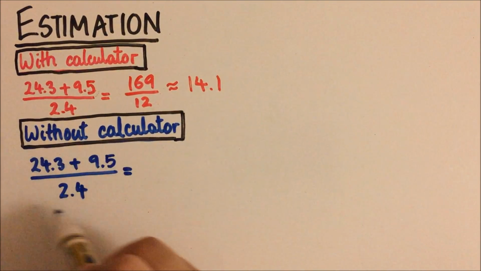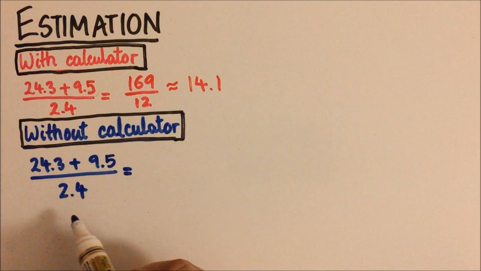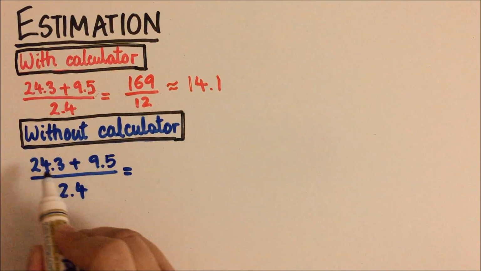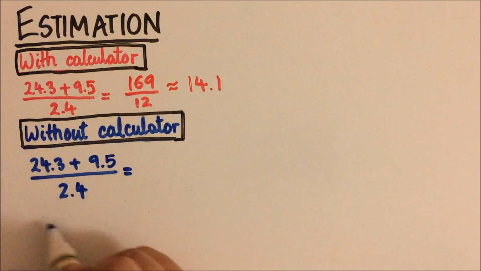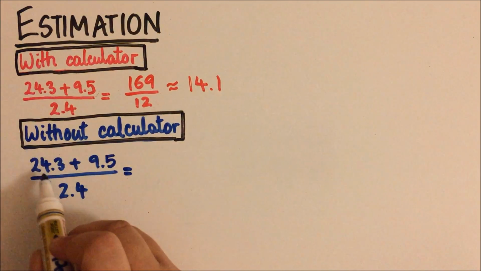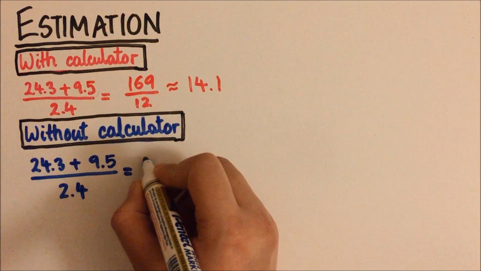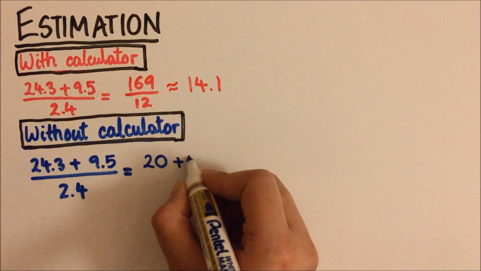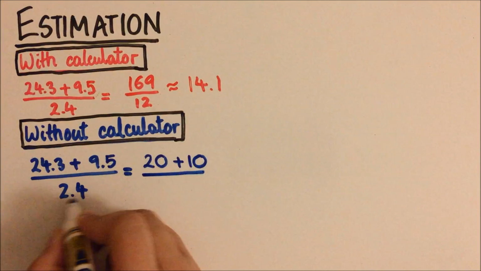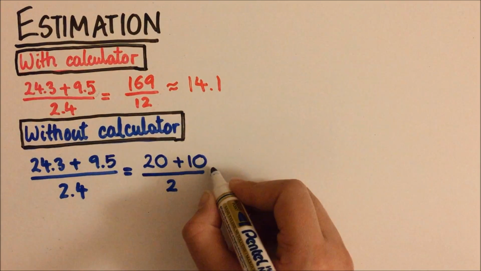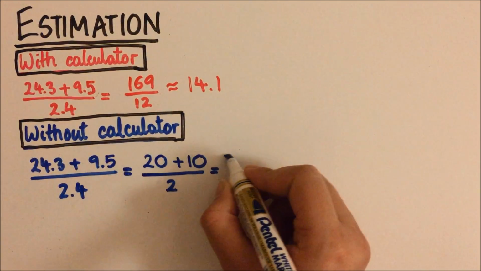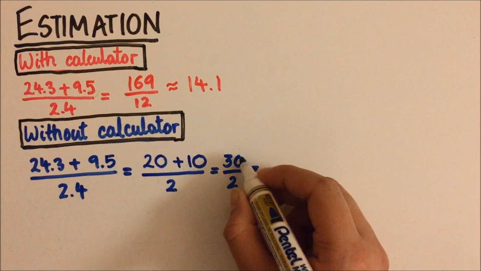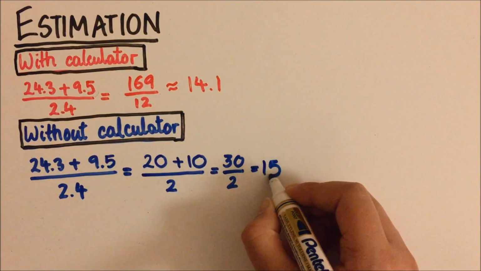Now let's try and do the same question but without the calculator. The key is knowing how to do one significant figure. Every single number needs to round off to one significant figure. So 24.3 will round off to 20, 9.5 will round off to 10, and 2.4 will round off to 2. So 20 add 10 gives you 30, and divided by 2, 30 divided by 2 is 15.